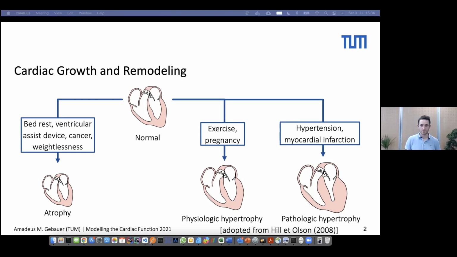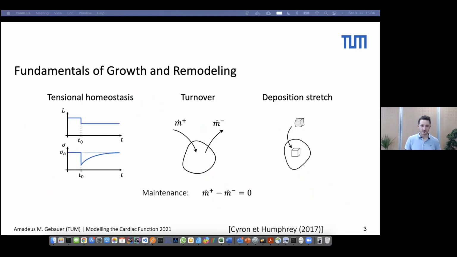So the goal of our project is to create a predictive model of cardiac growth and remodeling that could later be used for diagnosis and assessment of different therapy options. Let me first briefly review some fundamentals of growth and remodeling.